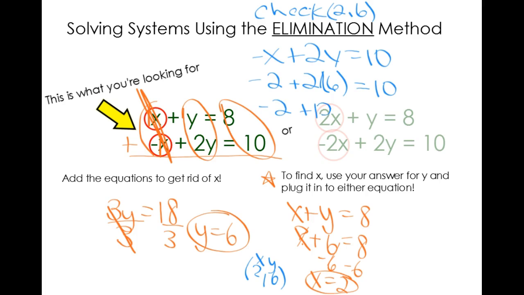Negative 2 plus 12 equals 10. 10 equals 10. We did it.